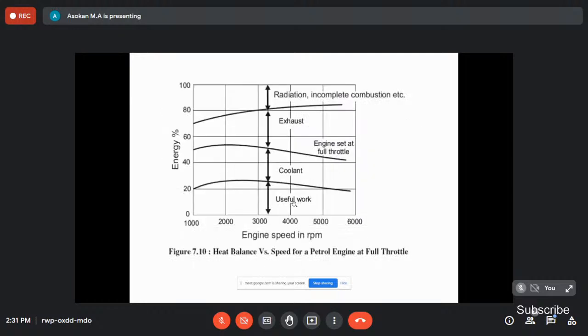So these things, see the energy. See here the radiation, how much is lost because of incomplete combustion, it takes this much energy, the exhaust gas takes around say 25% of energy, and the coolant takes around 30% energy. The useful work is only around 23 percent. Right?